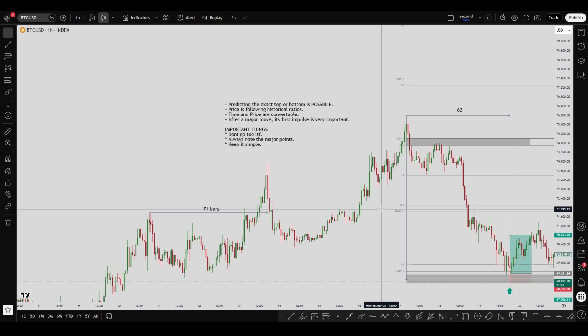So that's all for this video, and try using this. It works. Just note these levels, and it's just going to take you like 10 minutes to do this analysis, and you will be able to predict the future.